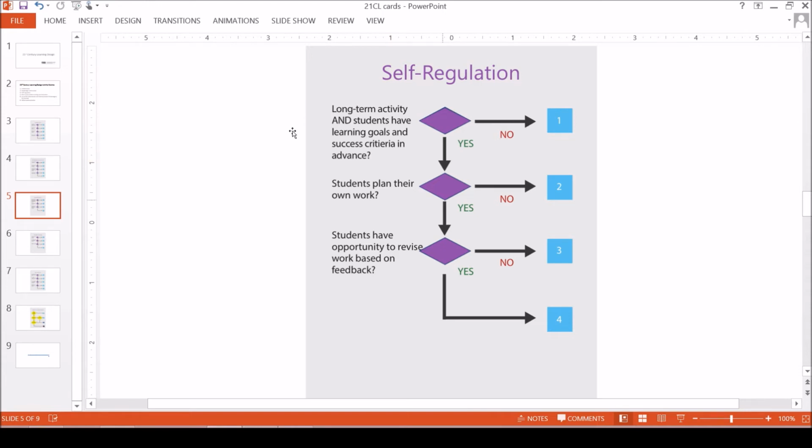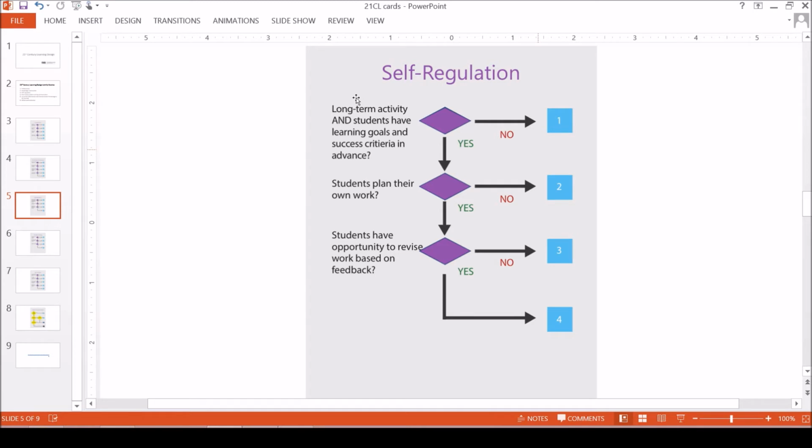If the answer is yes, then we slide down to the next diamond. If the answer is no, again, then we're going to go ahead and score based on where we end up, which is going to be 1 here. Now, this is not a long-term activity. This is one where if we got back into the lesson, you'll see that the students are given pretty much more or less a class period to come up with this. This is kind of a one and done thing. So this is not a lesson where students would be able to develop self-regulation.